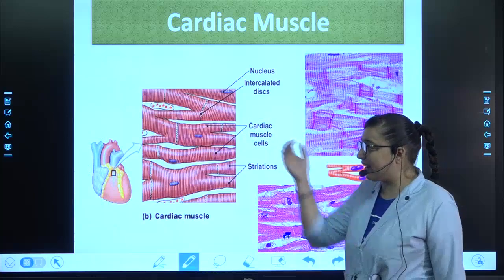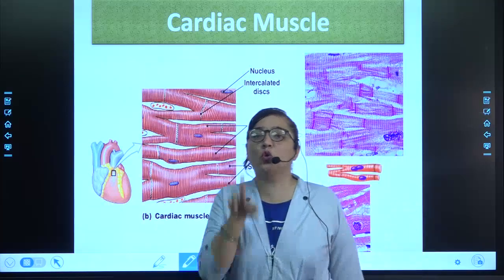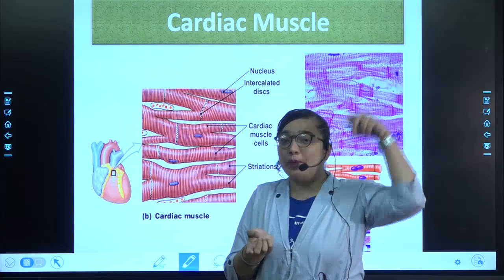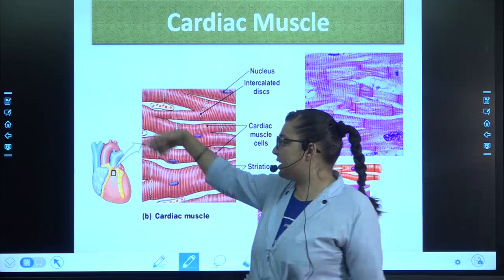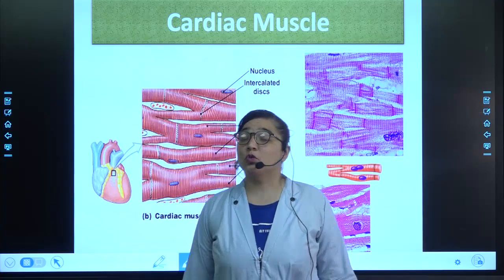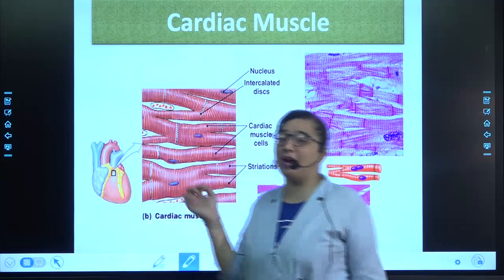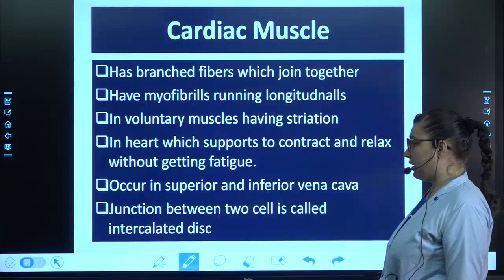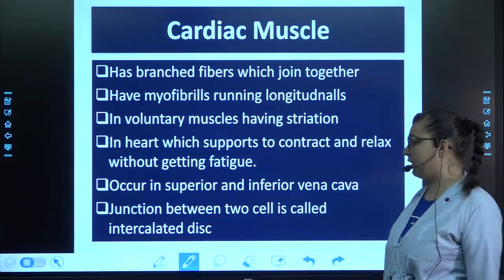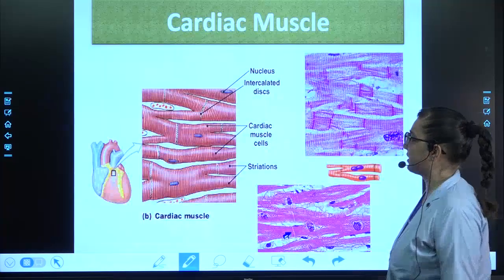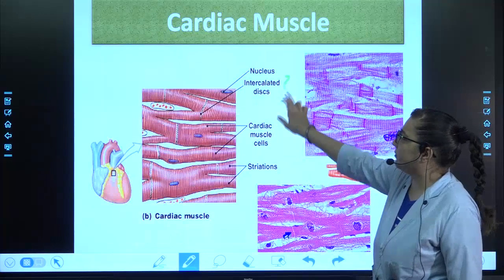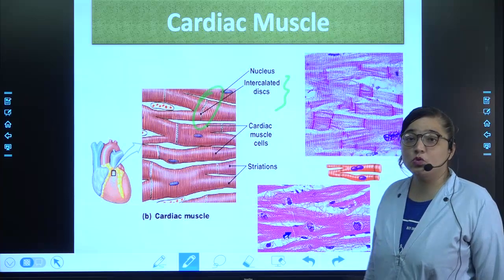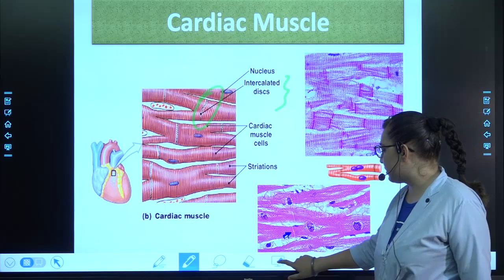So for the entry of blood in the heart, there are two places from where the blood is entering the heart, superior and inferior. One is at the top and one is at the bottom. Through the superior and inferior vena cava, the blood is entering inside the heart. And what is the junction between two cells called? It is called the intercalated disc. This one. Okay, so that is about the cardiac muscles.